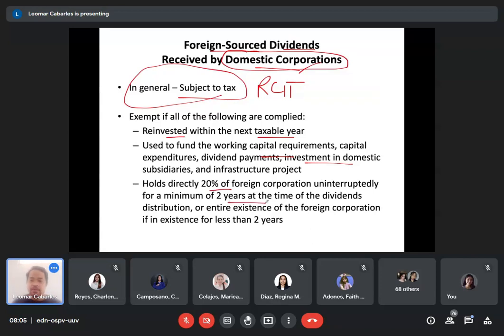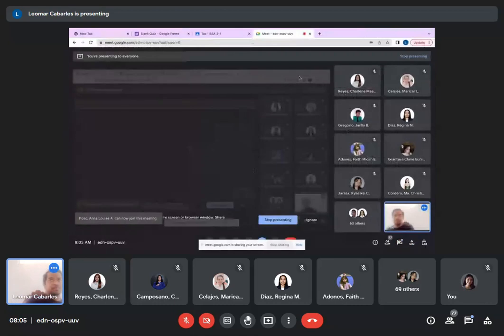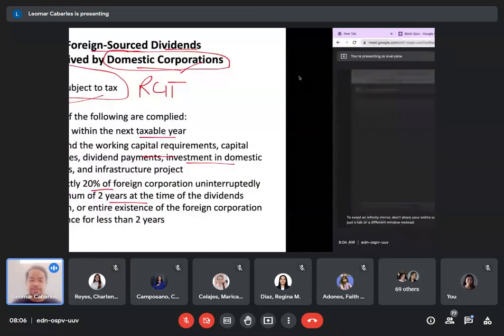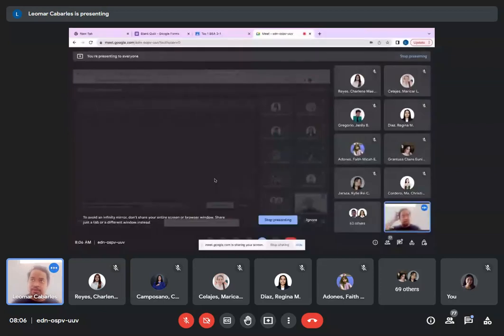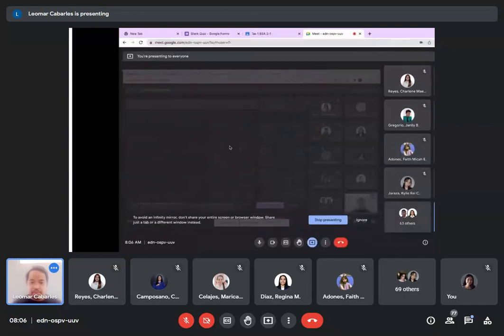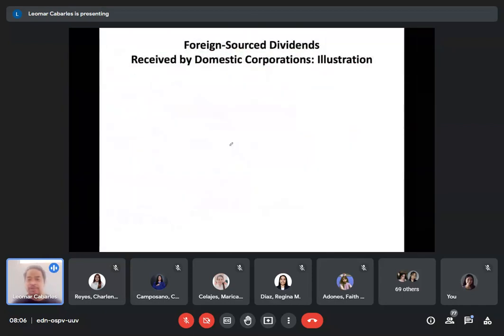Okay? Pero siguro sa example ko sa inyo, class, si Jollibee may investment kay Apple. Definitely, kung foreign source yan, subject yan to RCEP. Hindi yun ma-exempt. Kasi unlikely that Jollibee will be holding 20% kay Apple. Apple is too big for Jollibee, no? So, okay. I have here the illustration for you to appreciate it more.